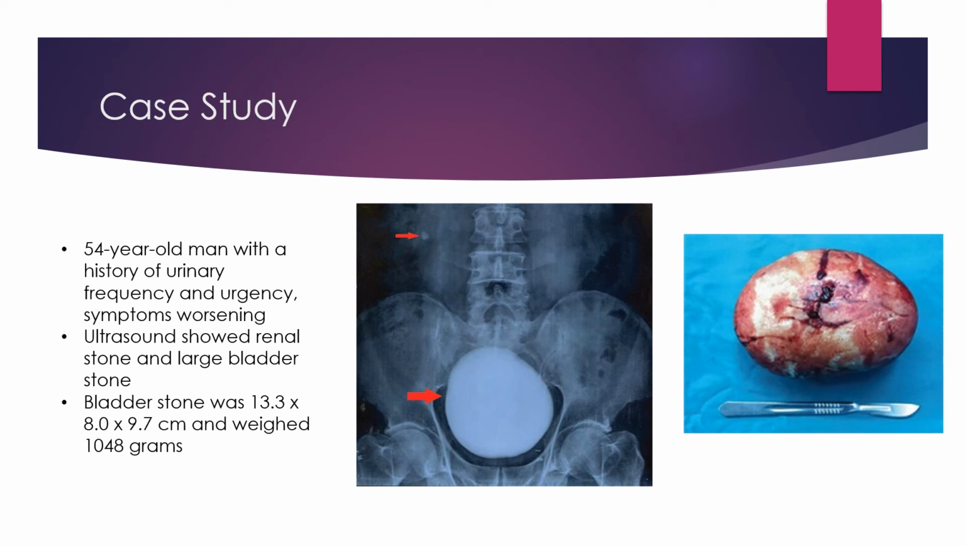I found a really interesting case study that I wanted to share in this presentation. A 54-year-old man with a history of urinary frequency and urgency presented to the hospital. He stated that these symptoms had become more intense over a period of time, so he wanted to be seen by a medical professional. He ended up receiving an ultrasound which showed a renal stone, which is pointed out by the upper red arrow, and a very large bladder stone, which is pointed out by the lower red arrow.